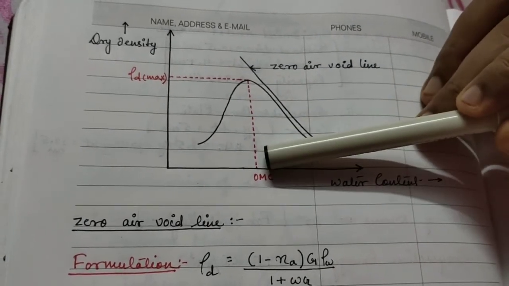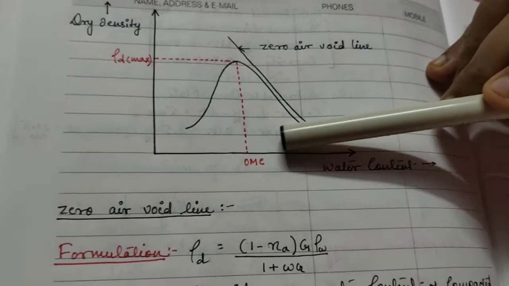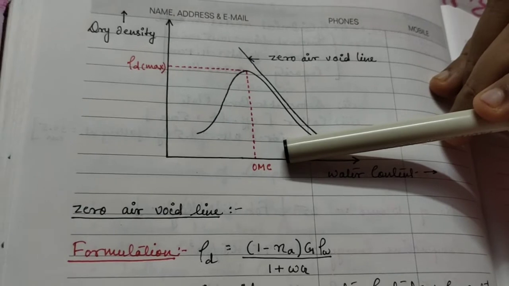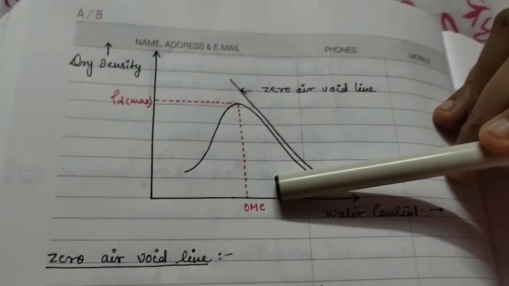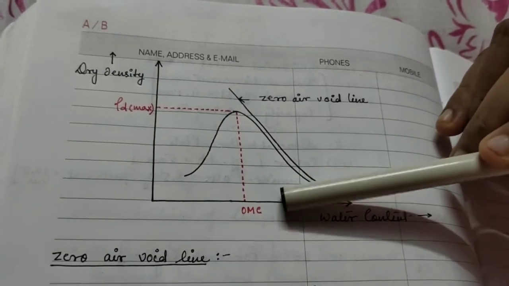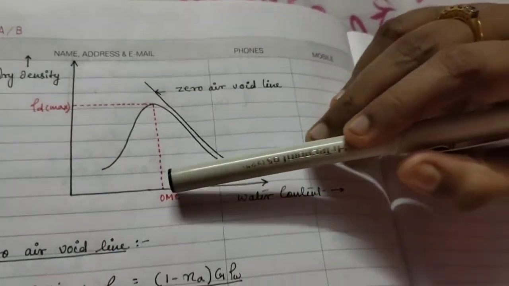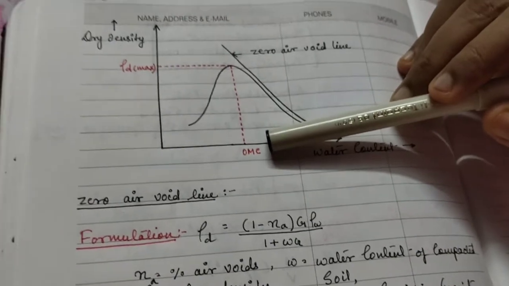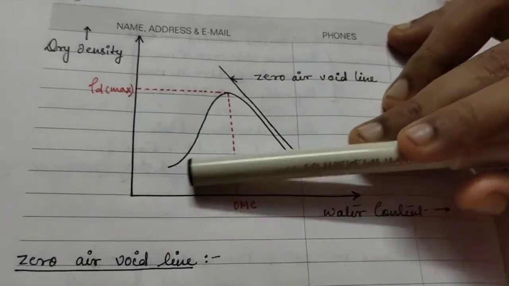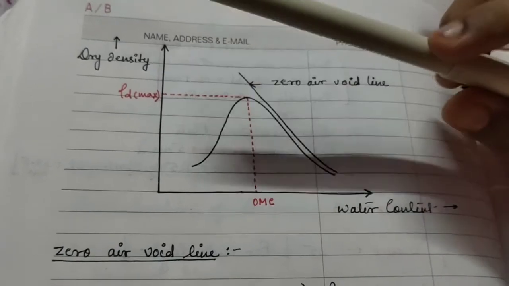So the optimum moisture content is that water content beyond which the density of the soil decreases. Thus, whenever we perform any compaction test, it must be kept in mind that the water content must not exceed the value of OMC, or optimum moisture content. If the water content increases beyond OMC, then what will happen? The result will be a decrease in the dry density of the soil. So from here we can easily find the maximum dry density for the particular type of soil.